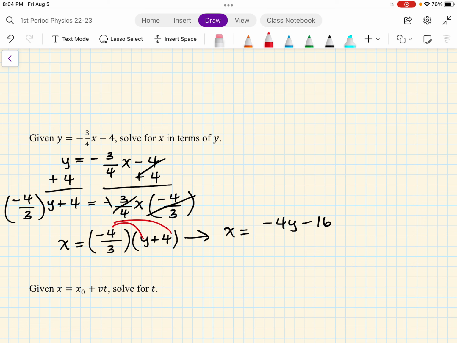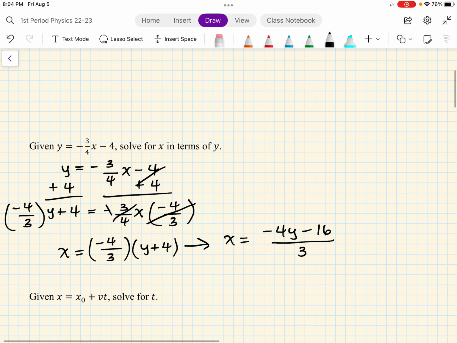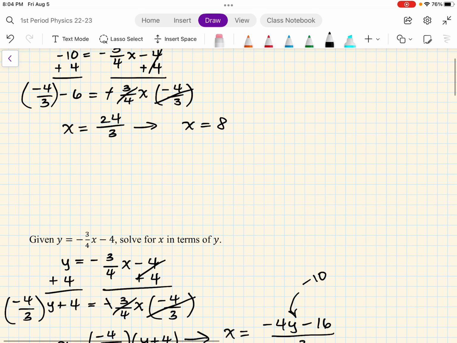If you don't know what I did, I simply multiplied the numerator times this, right? Because this is y plus 4, you can think of it as y plus 4 over 1 to make it into a fraction, and divided by 3. Now, although they don't look the same, right, we took the same steps. Now, if I were to tell you that y is equal to negative 10, and you plugged in negative 10 here, you would end up with the same answer of 8.